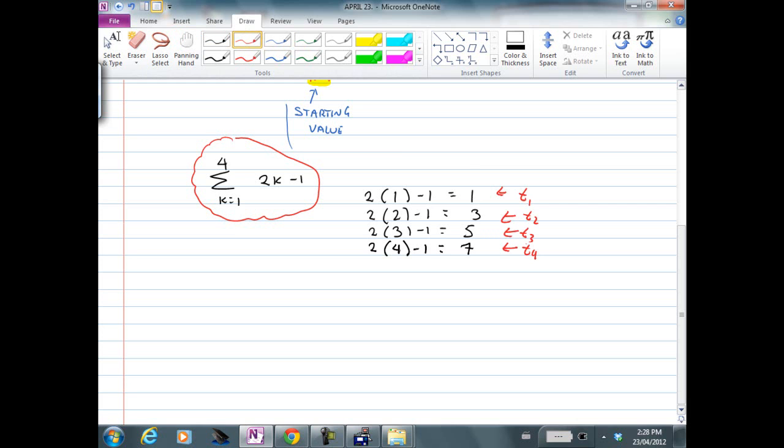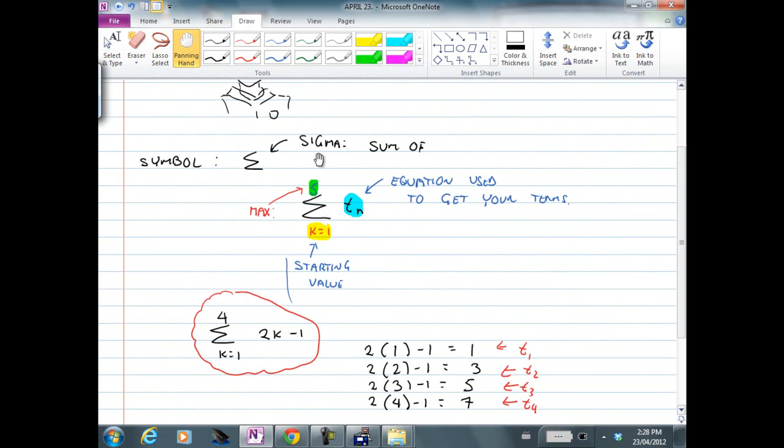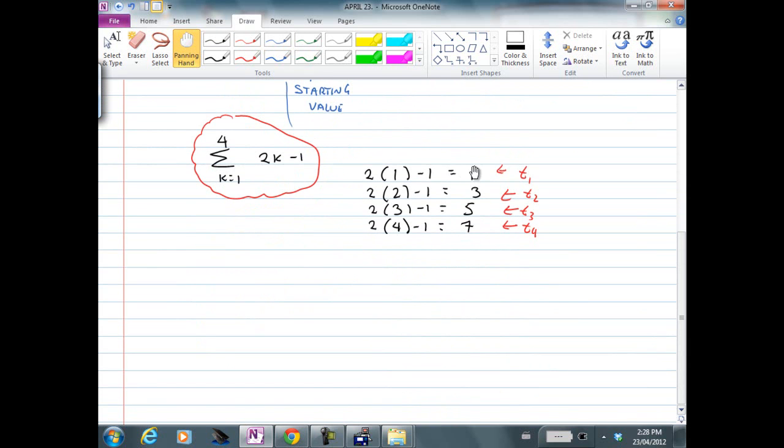Hold them in line. I'm going to find your R. Oh, no. I'm not finding anything. This sigma means sum of. So guess what I'm going to do with these numbers? Add them together. Because there's only 4 terms, I don't need to use any Sn formula.